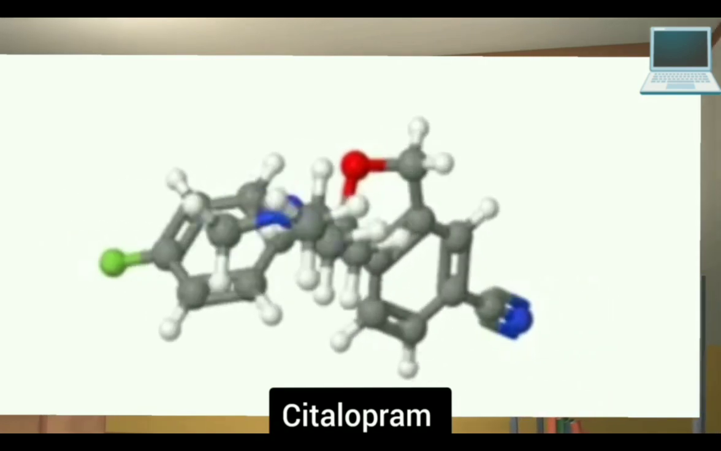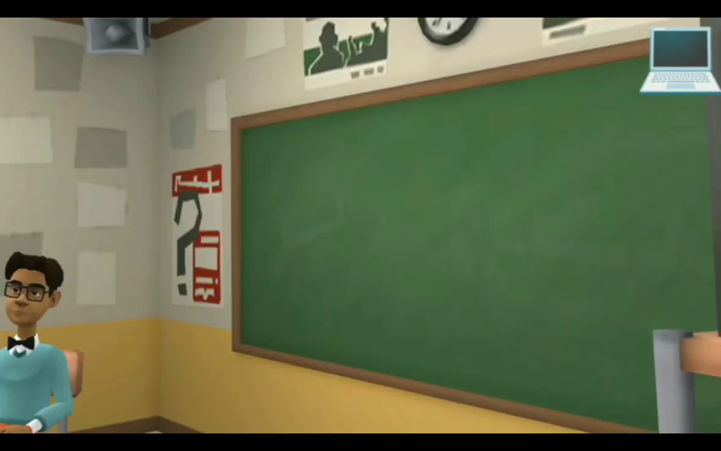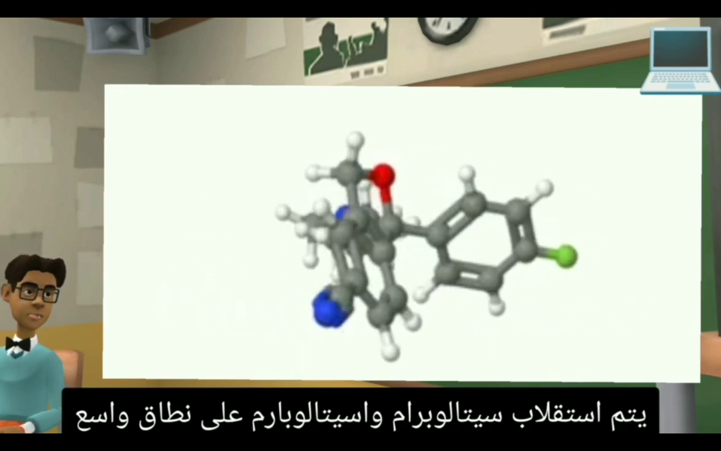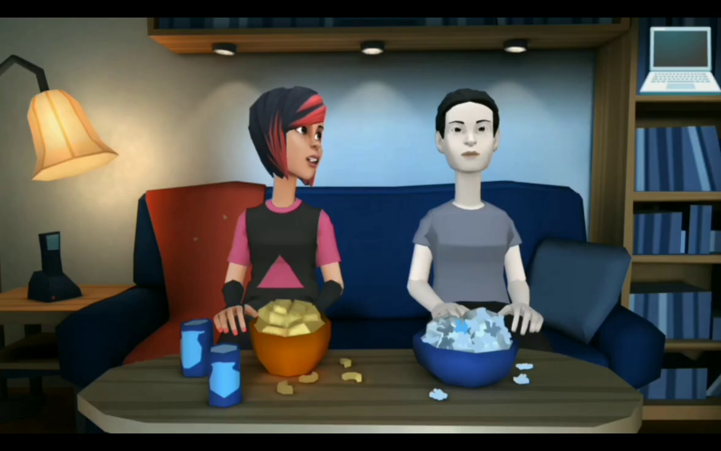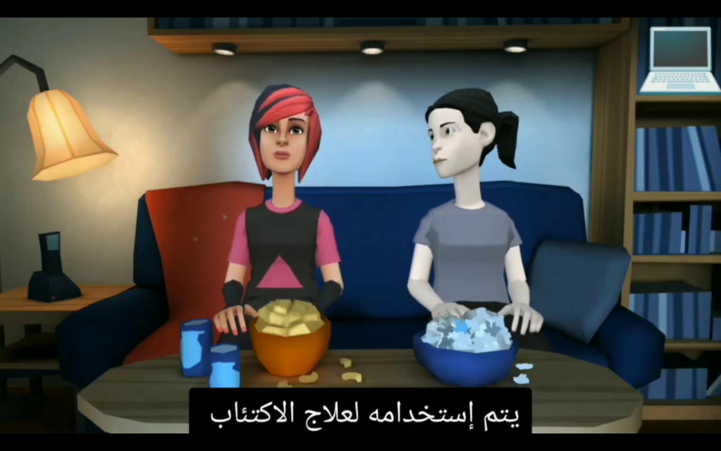Citalopram is composed of 2 enantiomers. Citalopram and escitalopram are extensively metabolized by the liver. What are the uses of citalopram? It is used to treat depression.